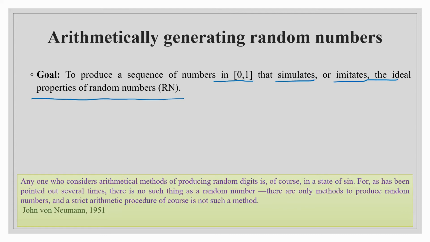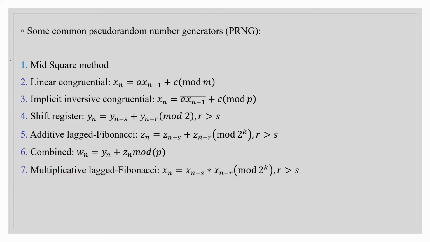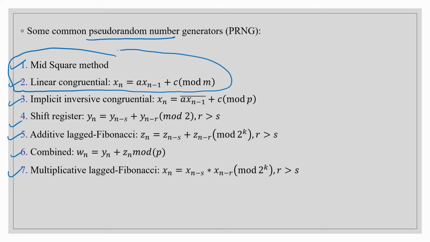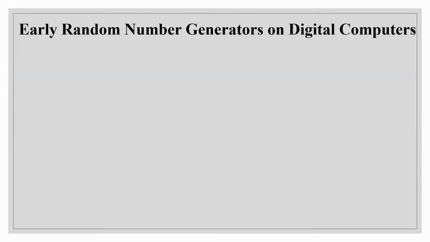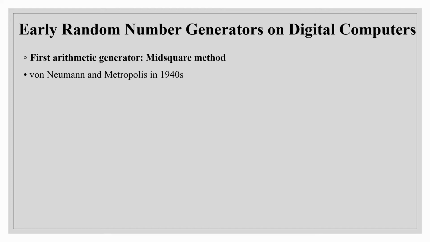I have told you what the properties of random numbers are in my previous lecture. I have also told you the methods that are used for generating pseudo random numbers. I will be discussing the first two, that is the mid square method and the linear congruential method. So let's begin. In the early random number generators, we have the mid square method that was given by von Neumann and Metropolis in the 1940s.